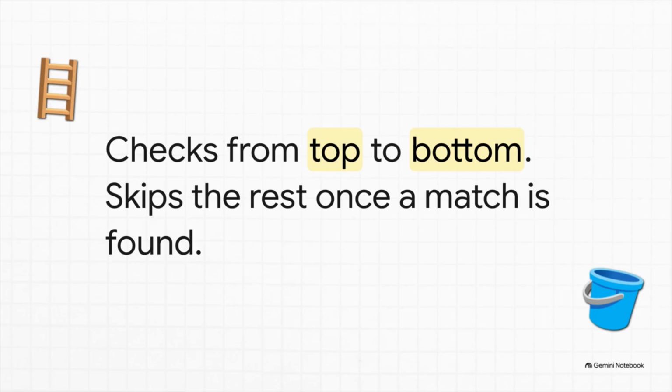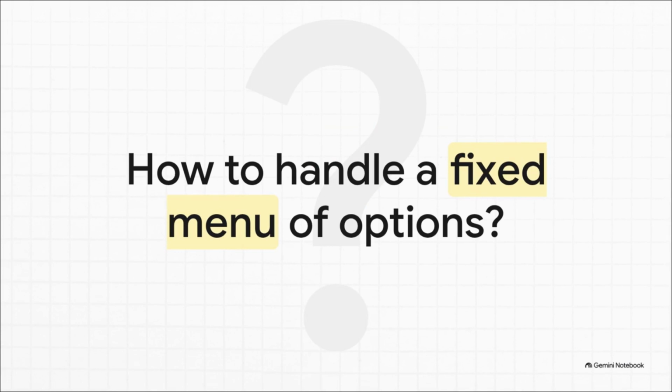Once a condition is met, say a mark of 78 hits the greater than or equal to 75 rung, it assigns a grade B and then completely skips the rest of the ladder. Now, ladders are fantastic, but they can get a little messy, which brings up a great question. What if we want to quickly select from a fixed menu of options instead of climbing down a ladder?